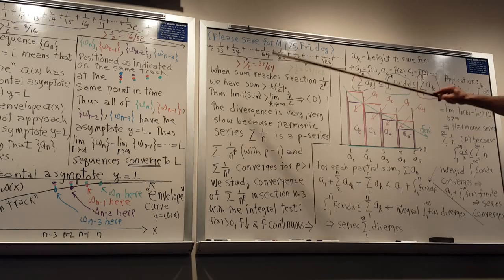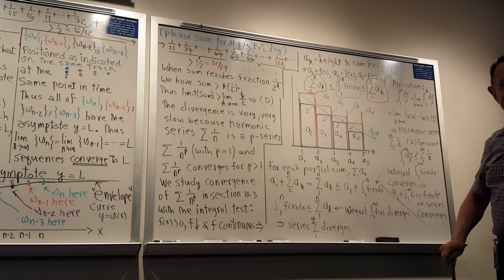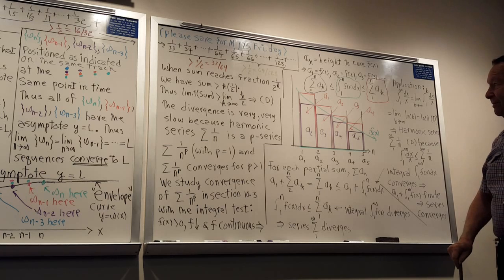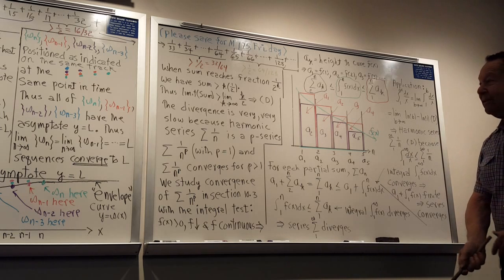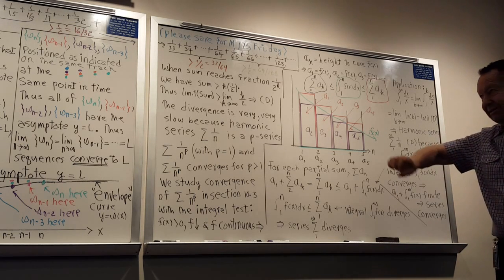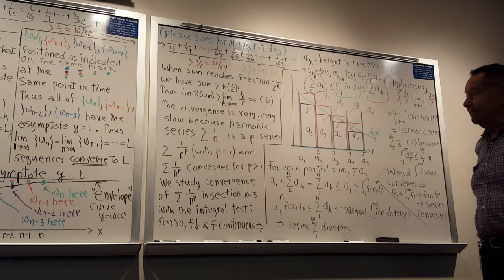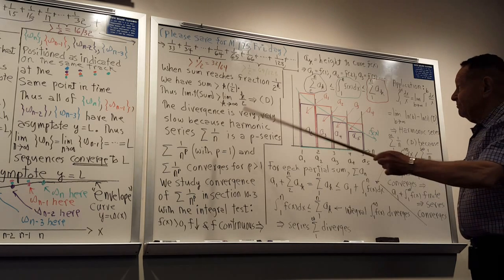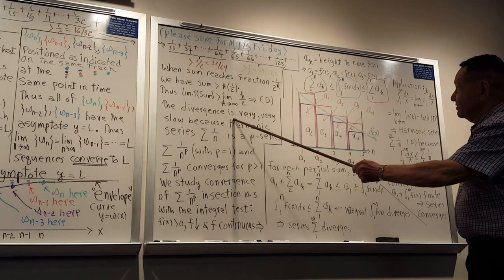So that's the original way that people saw that the harmonic series diverges. And even though we have a much more efficient way to see it, which is over here, I think this is worth going through because it gives a more intuitive feel for what divergence really means. So the divergence is very, very slow.